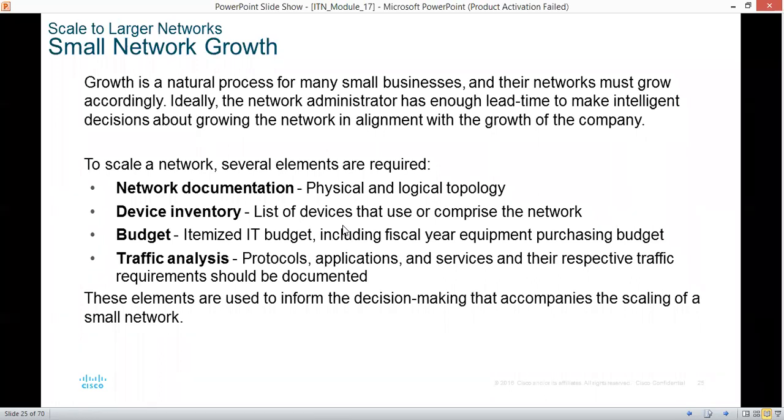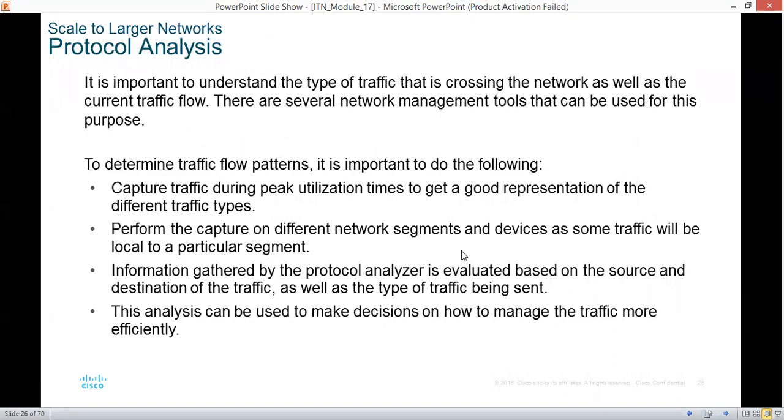So for a small network to grow effectively, you must look at the physical and the logical topology. That's for you to scale it up. And then you have to look at the inventory. There's a list of designs that you use or that compromise the network. So you must follow this procedure, that will help you to be able to grow the network.